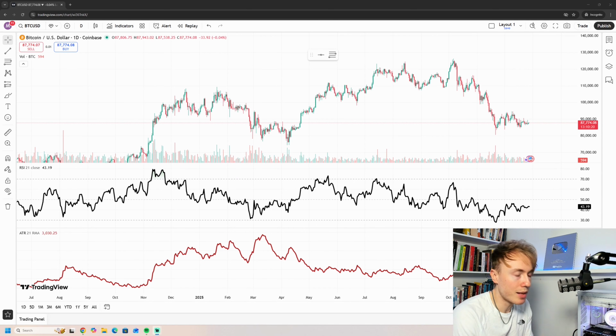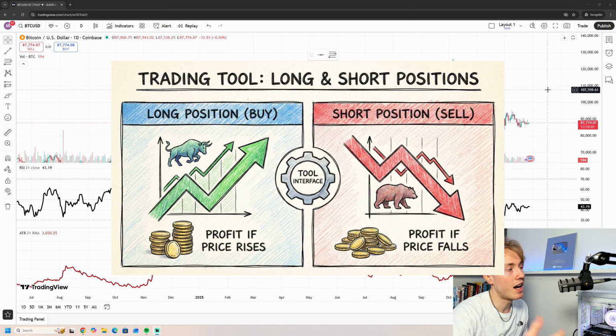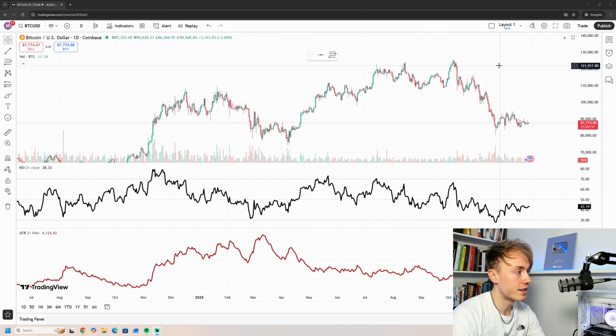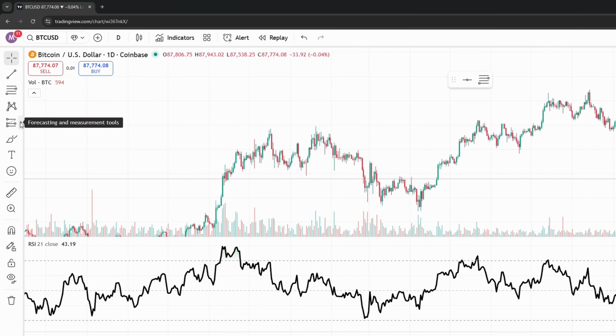So now it's time to take a look at a tool that every single trader needs to be able to use. This is one of the most important tools and one of the most important concepts in trading in general. And what I'm talking about here is your long position and your short position. And to find this tool, you wanna navigate here to the left bar where it says forecasting and measurement tools.